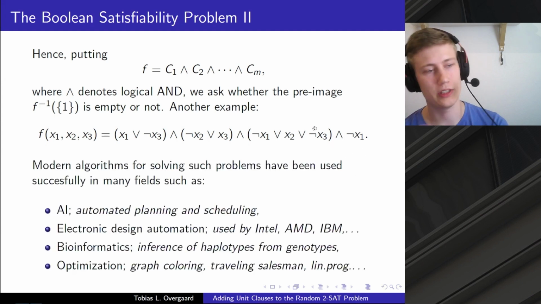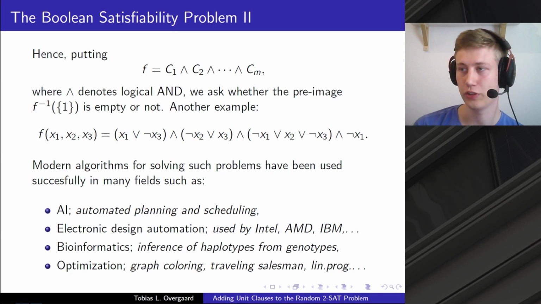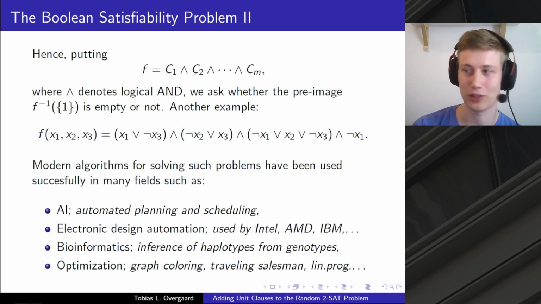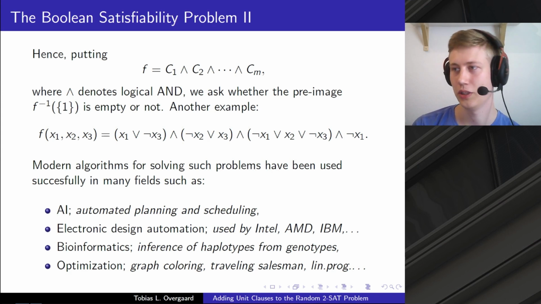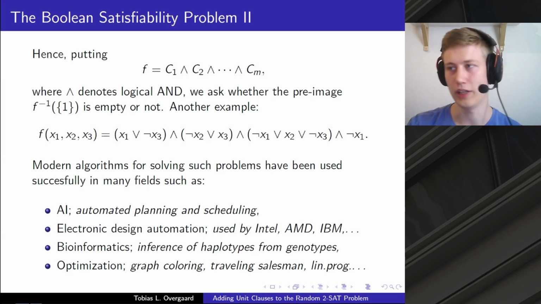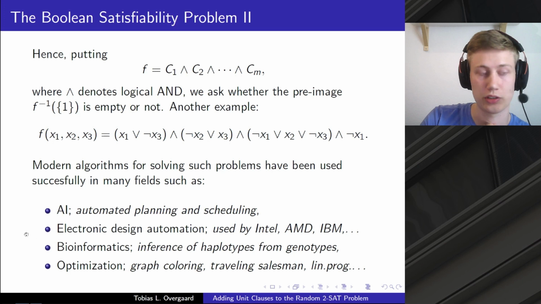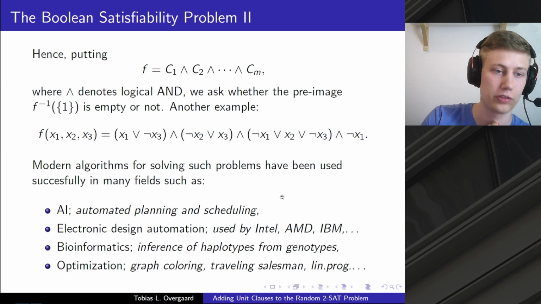And this problem, even though it seems pretty simple, actually turns up in practice, and algorithms that solve this problem have been used a lot. Maybe for this audience, AI is the most interesting use, especially for planning and scheduling. If you need to schedule something, you could write it up as a constraint problem. But it's also used by Intel and other companies for their electronic design. It's used in bioinformatics and just in general for optimization problems.